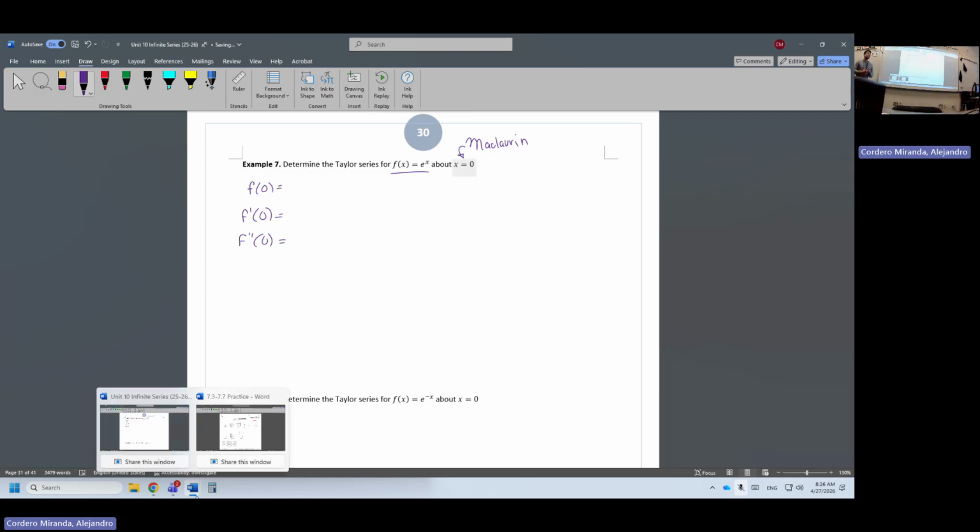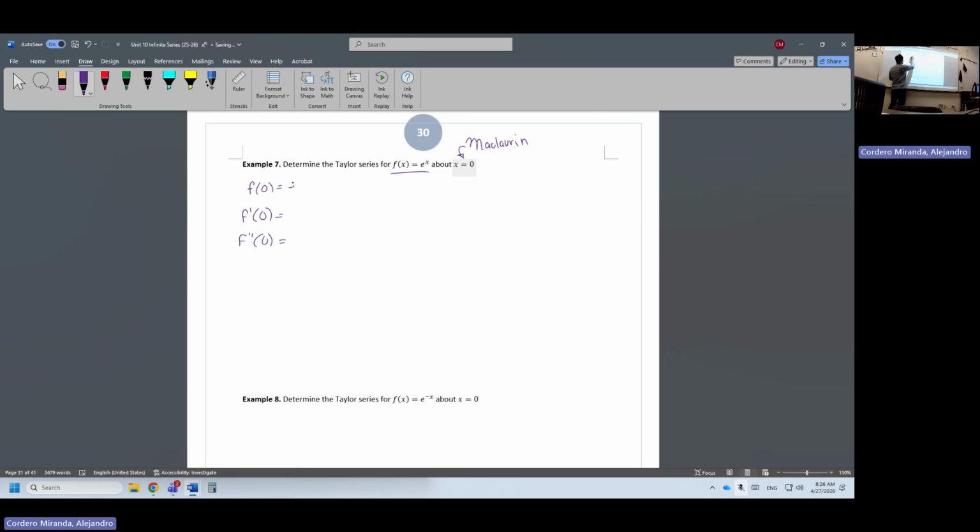Okay. So f of 0, if I plug in 0, that would be e to the 0, which is 1. Cool. Then f prime of 0: the derivative of e to the x is e to the x, and then plug in 0, and you also get 1. And then the second derivative, same thing, and the third derivative, same thing, etc. So every derivative is going to be 1.